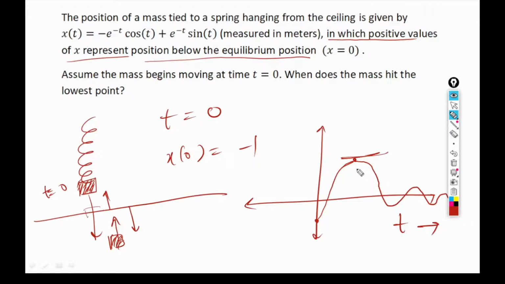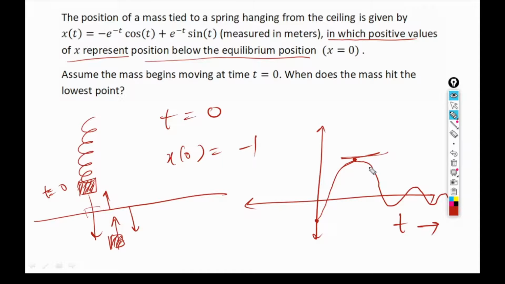Okay, so we can clearly see that it will go the maximum down at the first critical point. So how do we find the critical point? We can find the critical point by taking the derivative of x and then putting it equal to 0. Then we will get the time at which the graph attains stationary points.